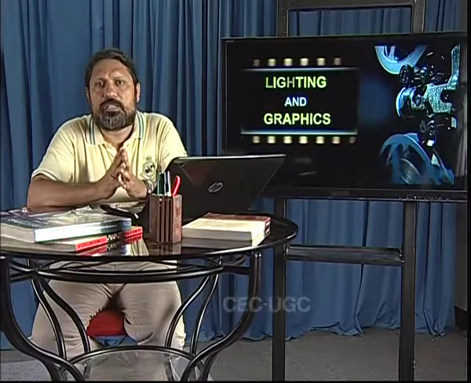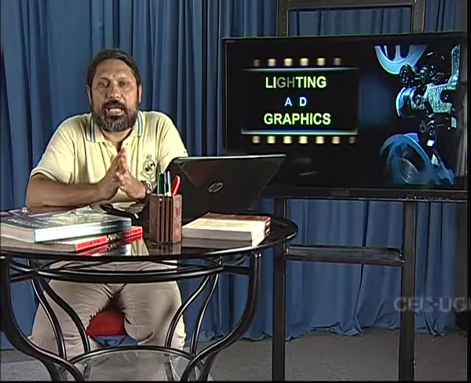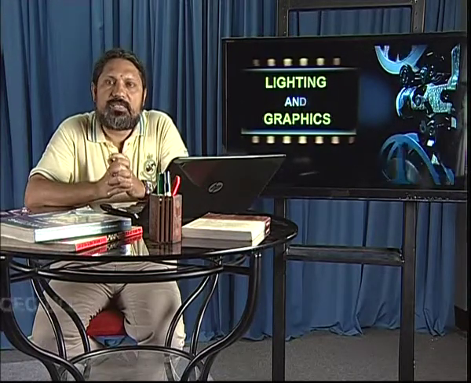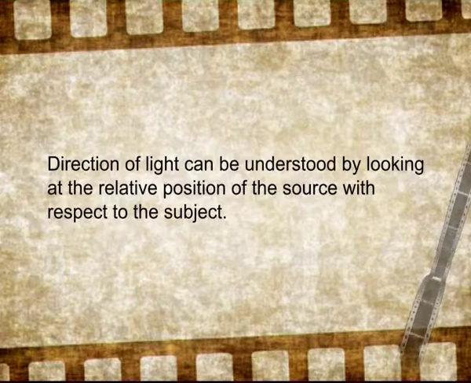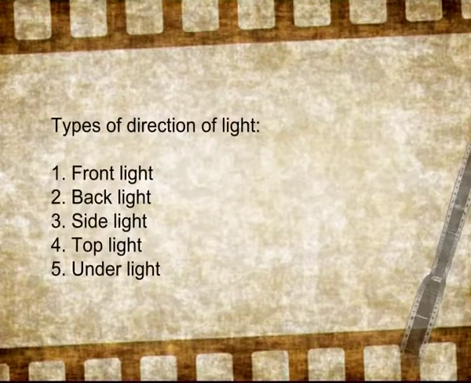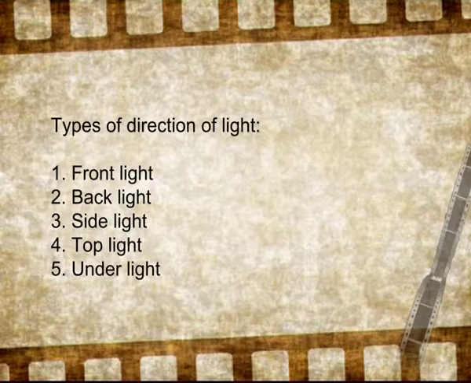The next important aspect of lighting is the direction of light. Direction of light can be understood by looking at the relative position of the source with respect to the subject. Broadly, there are 4 or 5 directions of light that are available. They are the front light, the back light, the side light, the top light, and the under light.